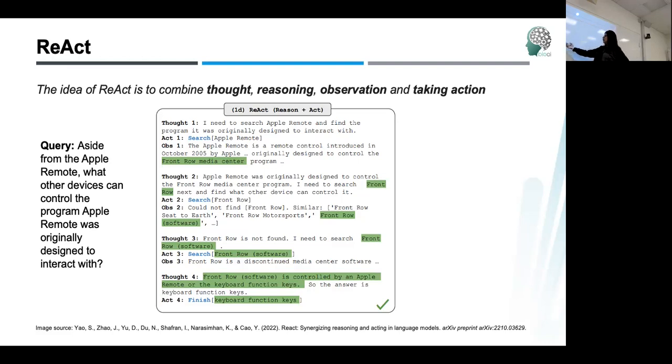Then thought 3 would provoke the model to think that Front Row is not found. I need to search for Front Row software. Okay, Front Row is the discontinued media center software, and Front Row software is controlled by Apple. Thought 4 gave it. So the final answer is keyboard function keys, because it was originally designed for keyboard function key software. So that's how thought, act, and observation give the final answer. That is ReAct: Re is for reasoning and Act is for action.